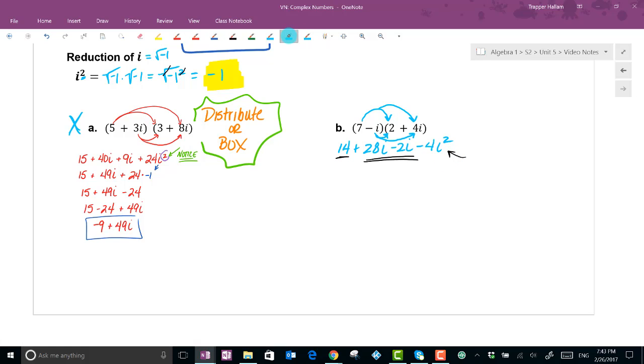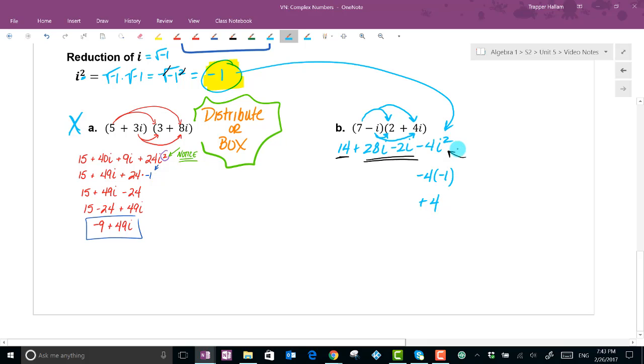Well, let's address that first. So negative 4, nothing's going to happen to it. But i squared, we just saw, becomes -1. So let's change its form into -1. That's not so bad. Let's do one more step with that. -4 times -1 makes +4. So that's what this piece here reduces to. Let's finish up the rest of the problem then and see what we've got.